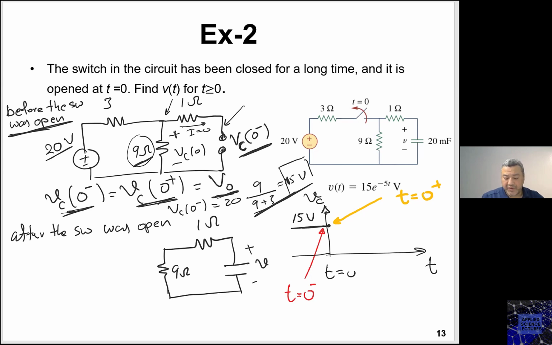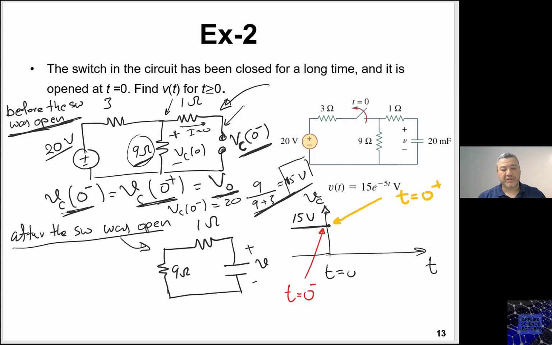I am calculating VC0 minus from my first circuit, which is this one, when the switch was closed for a long time. The switch was closed for a long time, and that's why I drew this circuit. And then after that, when the switch was open, this is now my new circuit. Now the V naught, which is the 15 volts, is in this circuit now.